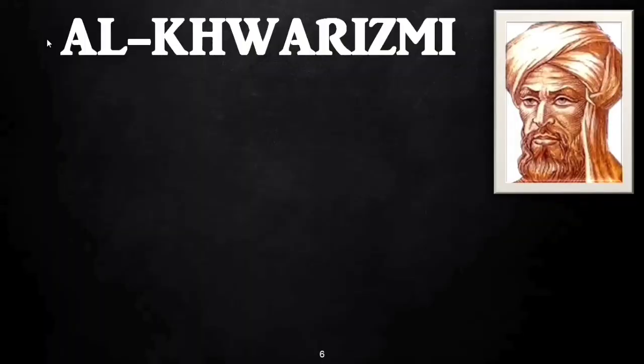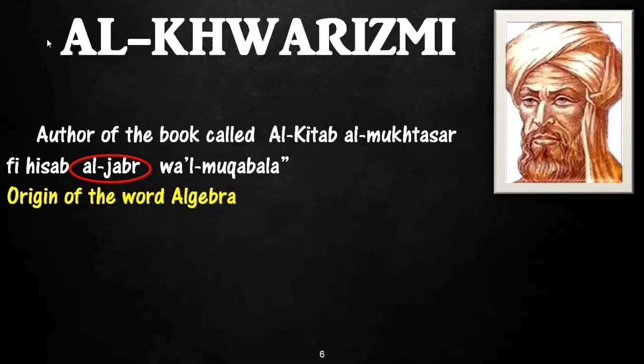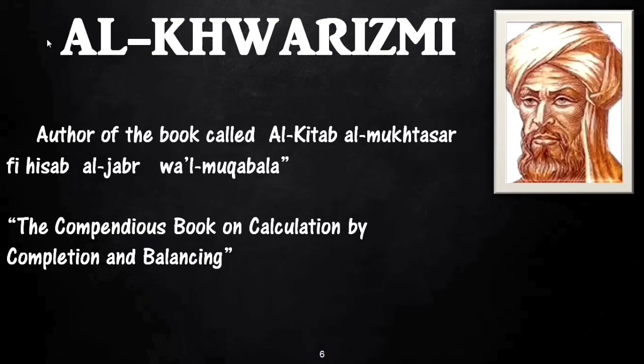Al-Khwarizmi was the famous Persian mathematician who wrote a book which is considered as the foundational text of modern algebra. It is from this word Al-Jabr the word algebra originated. Al-Jabr, the Urdu word, later became algebra in Latin. The book in English is translated as The Compendious Book on Calculation by Completion and Balancing.